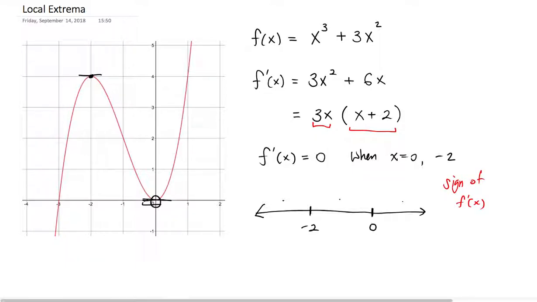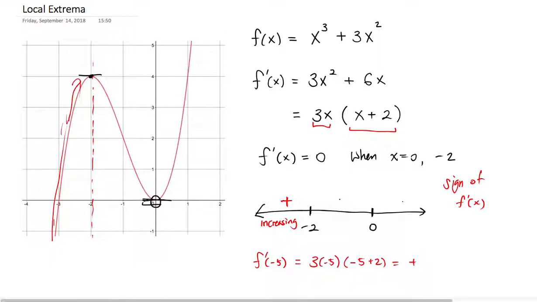If I were to substitute any number to the left of negative 2, say negative 5, then f prime of negative 5 is going to be positive. 3 times negative 5 gives you a negative number, negative 15, and negative 5 plus 2 will also be negative. So negative times negative will be positive. So this is going to be positive, and my graph is going to be increasing in this interval. You see that here, that's negative 2, and to the left of that, the graph is increasing the entire time.